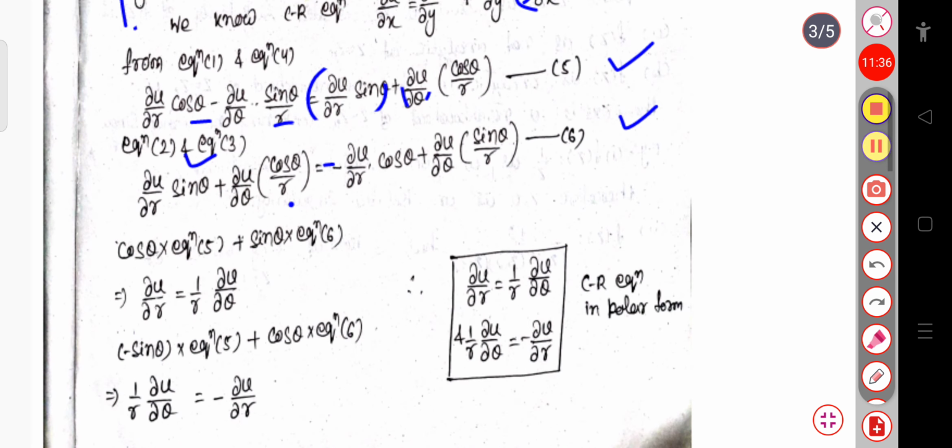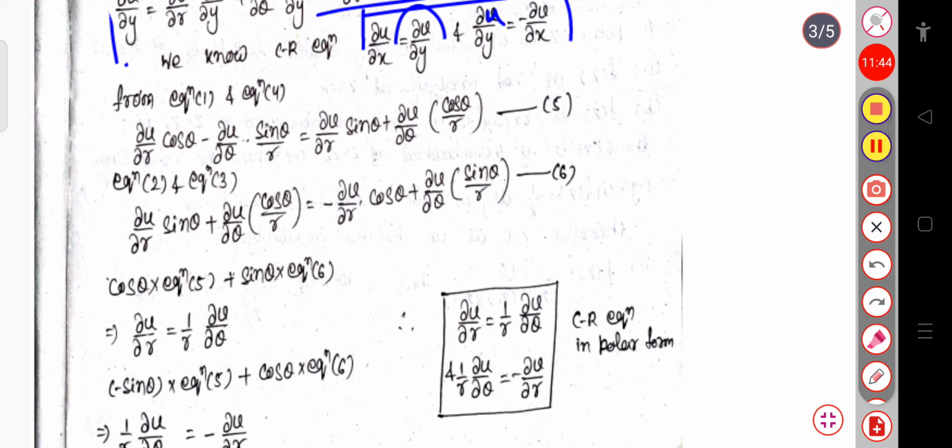Now, multiplying cosine theta in equation 5 and sin theta in equation 6. If we multiply equation 5 with cosine theta, this will become cos square theta. Here this is sin theta into cosine theta. Here I have to write only sin theta into cosine theta. Here cos square theta. And in equation 6 we have to multiply by sin theta, so this becomes sin square theta. Here sin theta into cos theta by r. Here also sin theta cosine theta. And also here sin square theta.